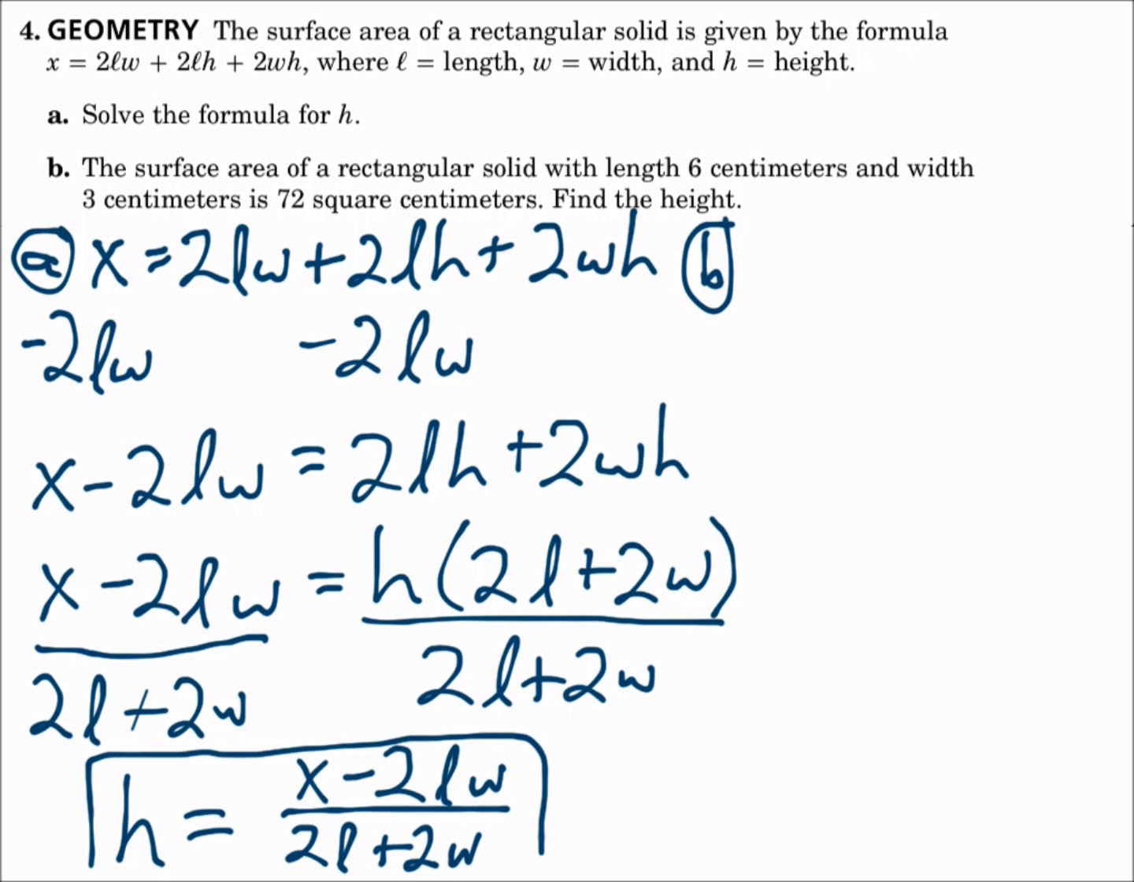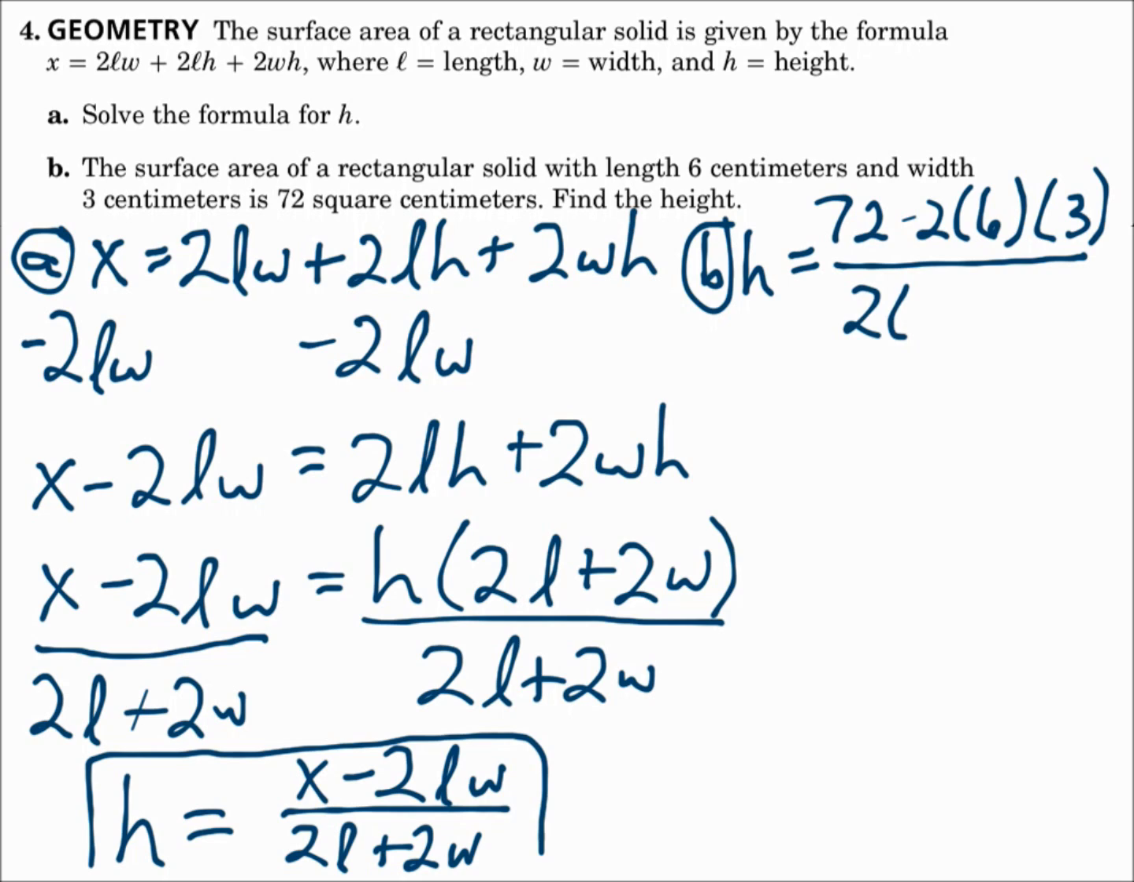B. The surface area of a rectangular solid with length 6 centimeters and width 3 centimeters is 72 square centimeters. Find the height. So we're solving for h. Now substitute the rest of it. X is the surface area, which is 72, minus 2 times length, which is 6, times width, which is 3, all over 2 times L, which is 6, plus 2, which is 3 for W, and now everything's substituted in. Let's work that out and find the height.